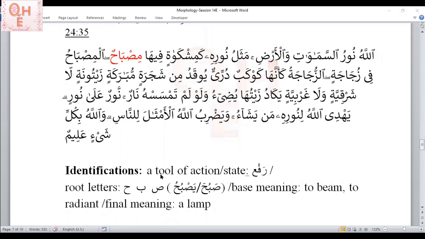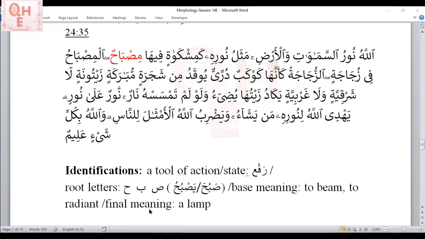So this is a tool. This is a singular, a tool of action. I'm just saying in general. What will be the state? I see a dhamma, so it's a state of rafa. The root letters are sad, ba, ha. It takes the sabuha, yasbuhu pattern. The base meaning is to beam or to radiate.